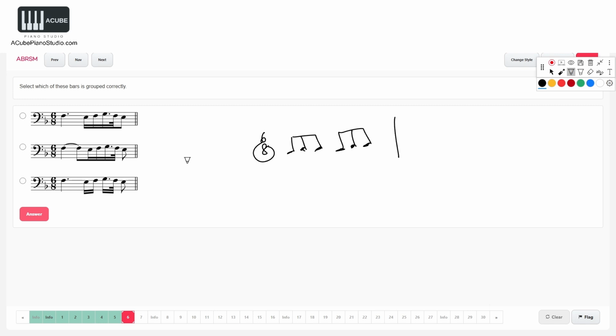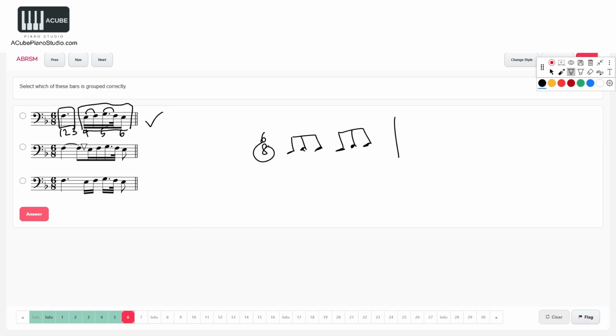So let's try to write them up in terms of quaver beats. This is 1, 2, 3, the first 3 quaver beats. This is the 4th quaver beat, this one is the 5th quaver beat, and this one is the 6th quaver beat. And I can group them first 3 and the next 3. So this one is correct.